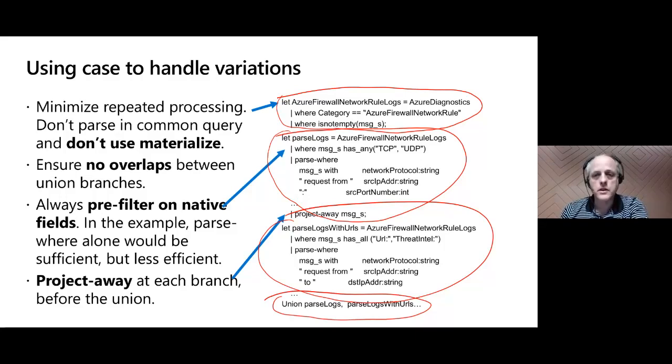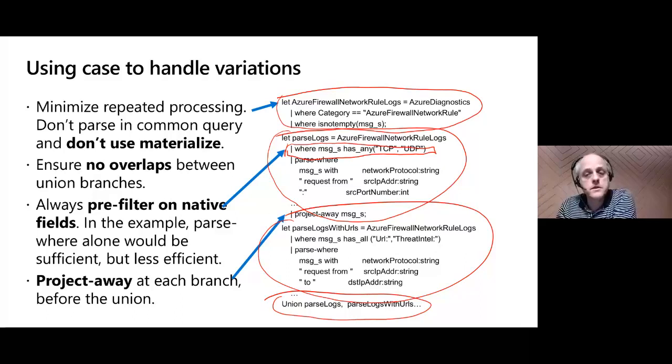If and only if the first line in each subparser is a where clause that ensures that you process only the relevant data. If you do any work before that, it means that you do the work twice or more. If you filter fast, it means that each one of the union branches takes only the data that it can process and parses it.